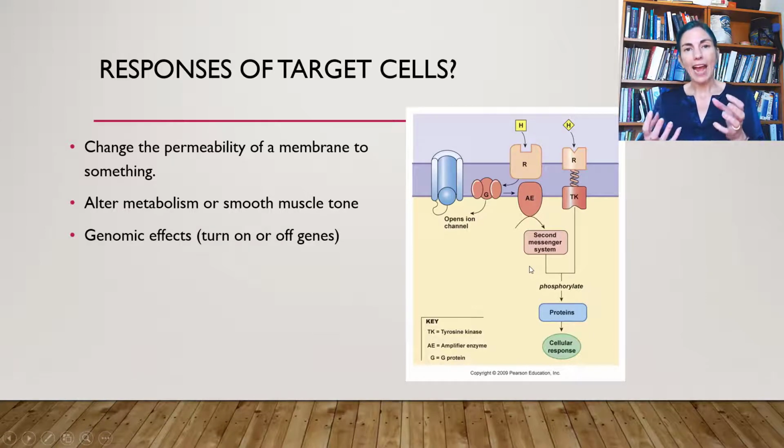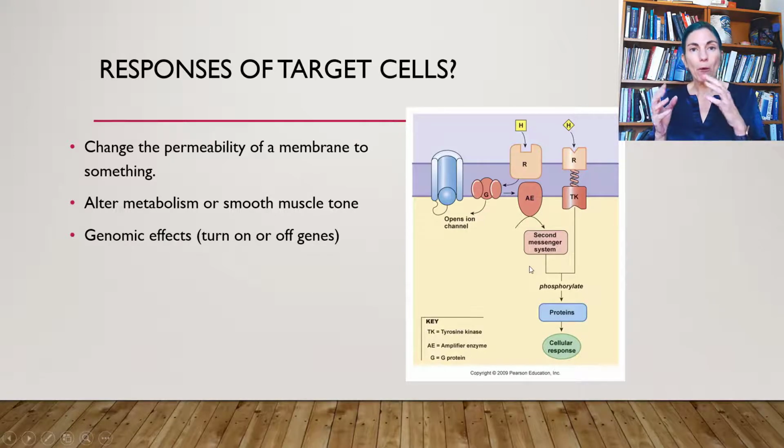Okay, we can actually have an effect that's a little bit more profound, where the effect is to actually turn on or off genes in the nucleus. So if you want to do something where you're making new stuff or you're shutting down the production of new protein, those might be called genomic effects. And an example of this is erythropoietin.